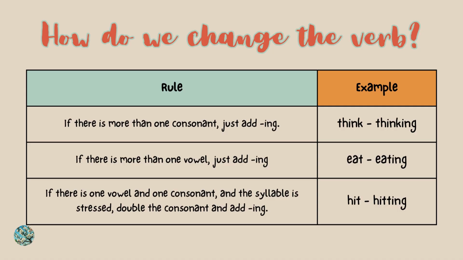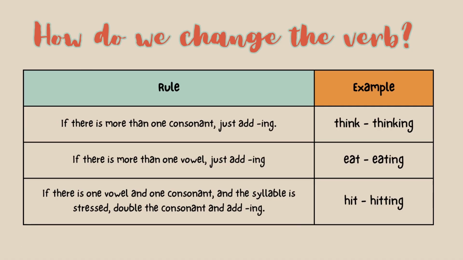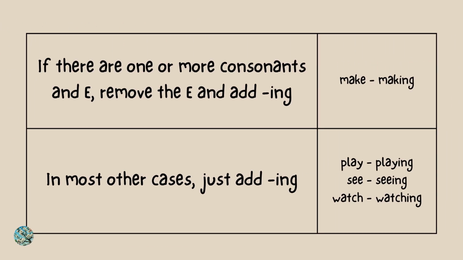For example, hit, hitting. The fourth rule is if there are one or more consonants and e, remove the e and add ing. For example, make, making. And the last rule is in most other cases, just add ing. For example, play, playing, see, sing, watch, watching.